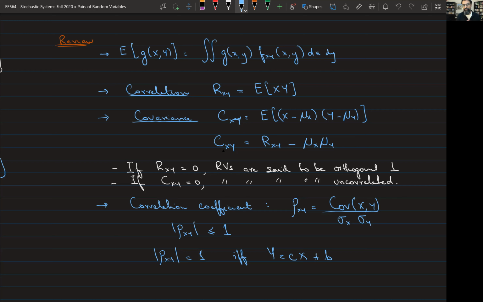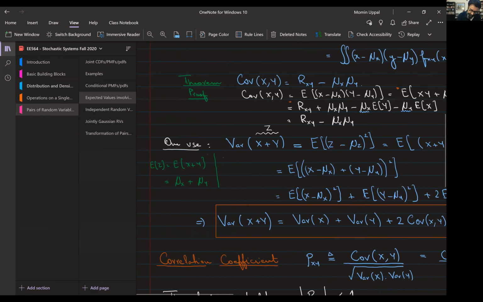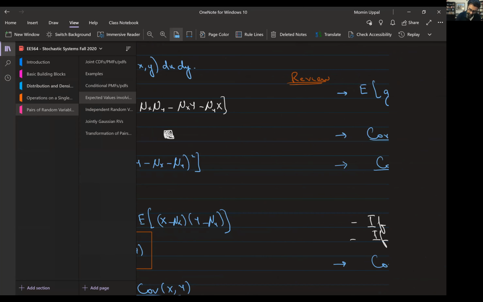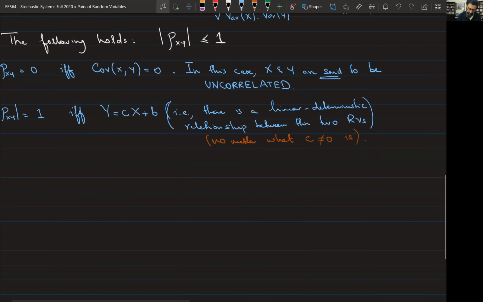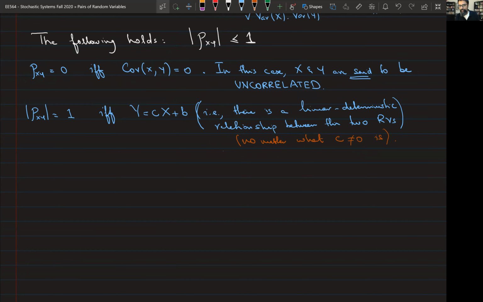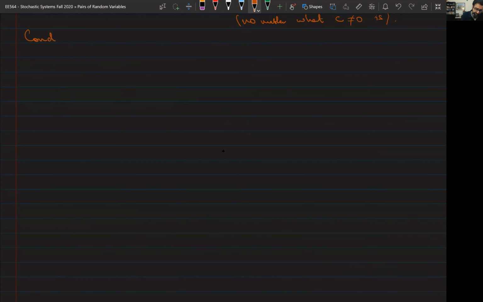So this is just a quick review of what we did in the last class, in particular in reference to expectations of pairs of random variables. Now we're going to continue that discussion and start talking about conditional expectations.